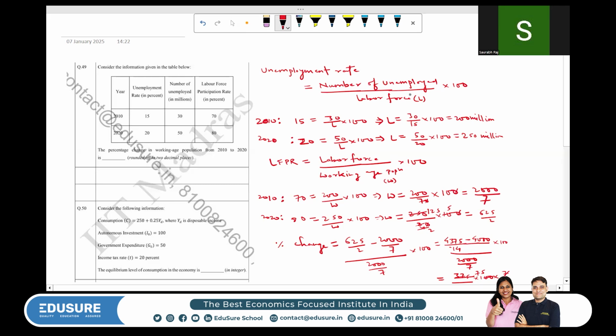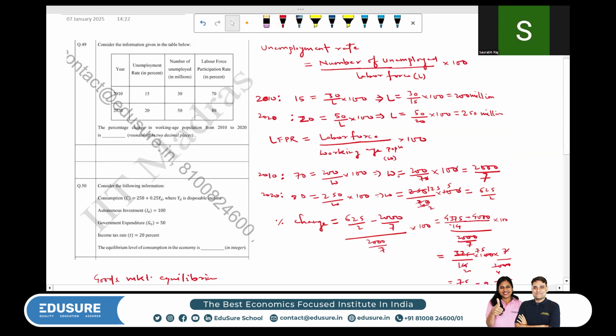Now if you use this formula, you have labor force participation rate given, and you calculated the labor force using the previous formula. So for 2010, working age population will be 2000 upon 7. For 2020, working age population will be 625 upon 2. So we have figured out the working age population for the 2 years. Then we will calculate the percentage change.